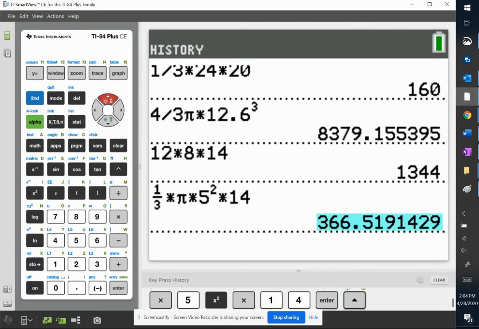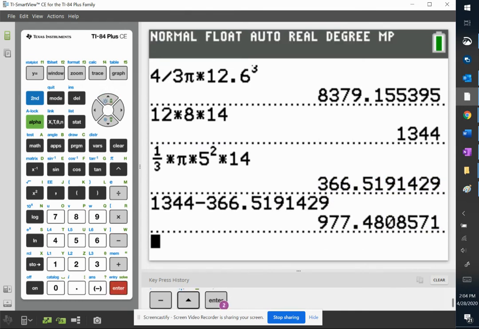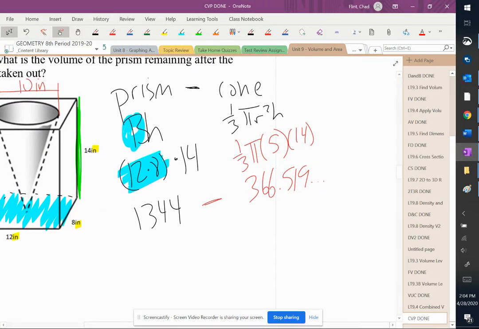So I'm going to grab the 1344. And I'm going to subtract the 366 with a bunch of decimals. I'm going to get 977.480. And it wants us to round.